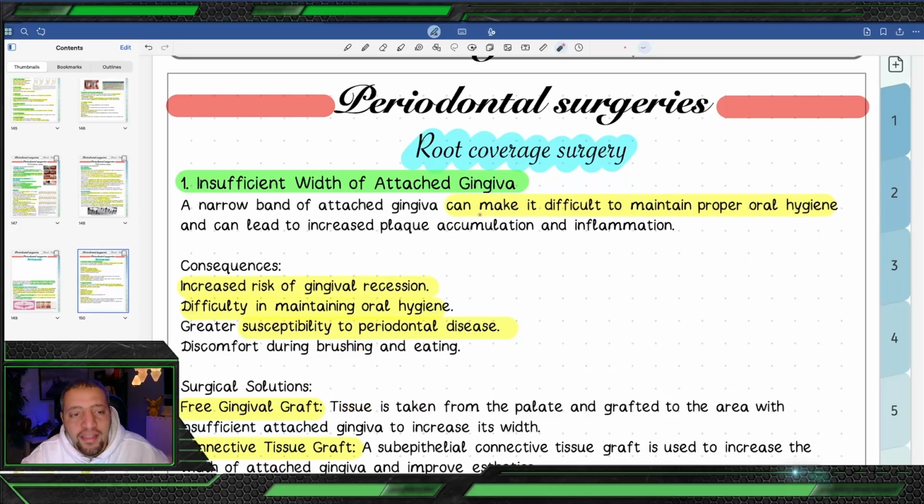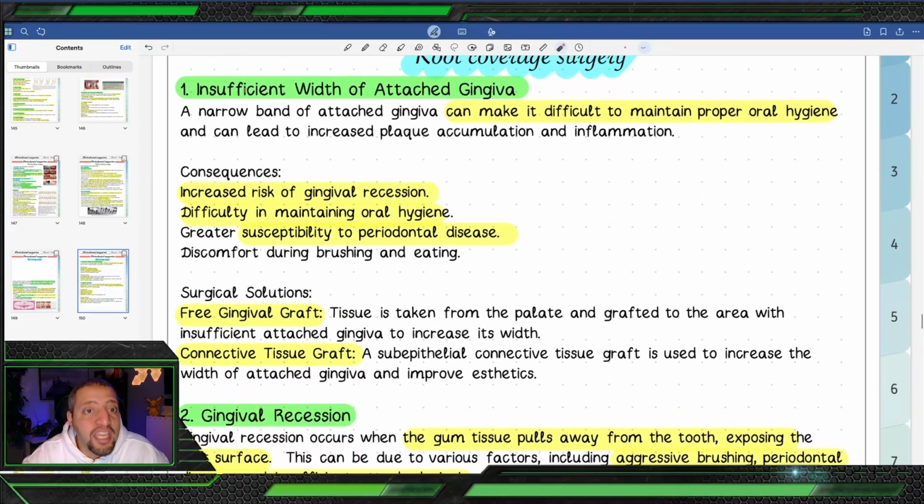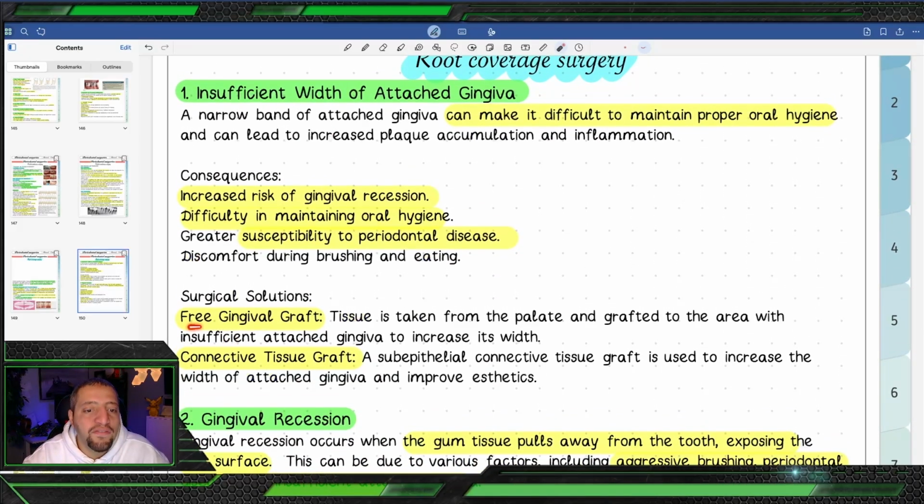Narrow attached gingiva can make it difficult to maintain proper oral hygiene. Consequences: increased risk of recession, difficulty maintaining oral hygiene, and susceptibility to periodontal disease, because the part of the gum closely adherent to the bone is minimal or not there. How are we going to increase the width of attached gingiva? Free gingival graft or connective tissue graft.